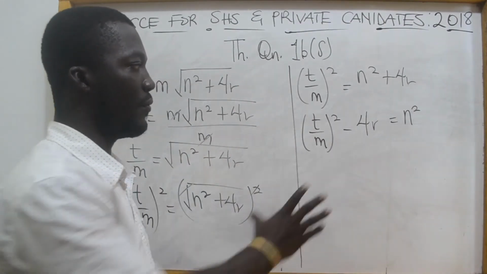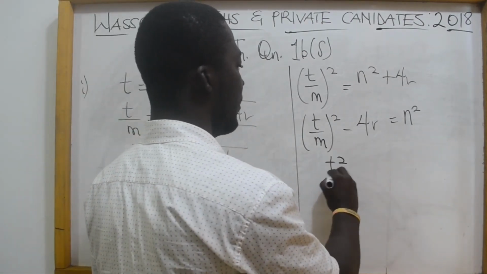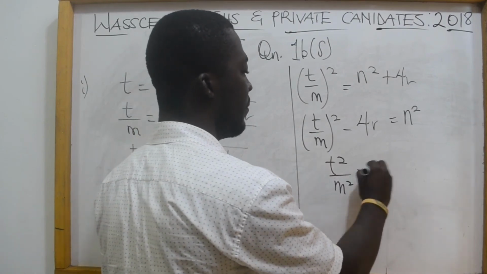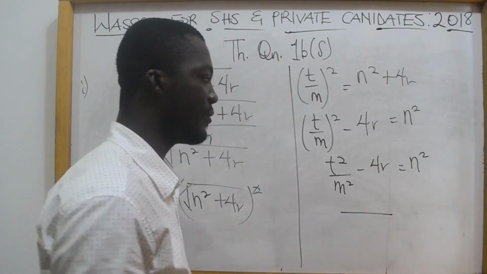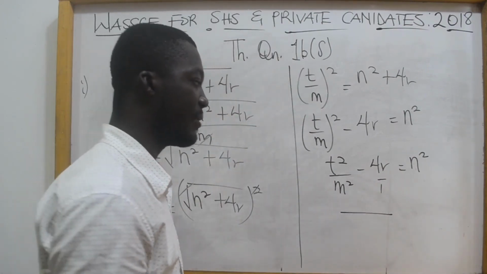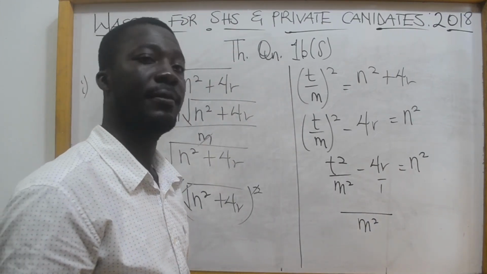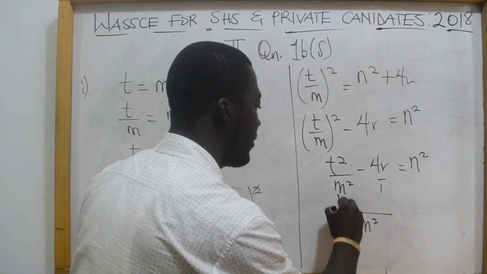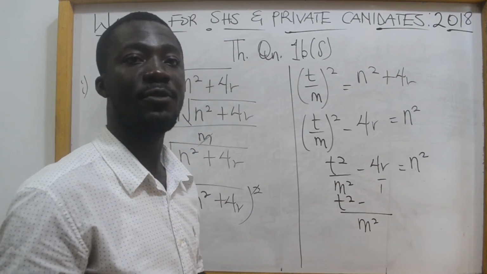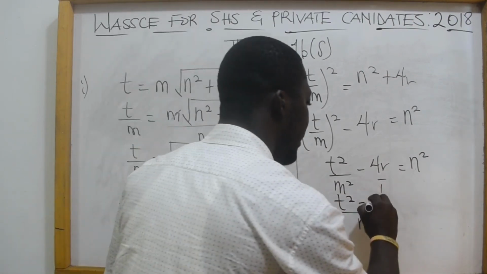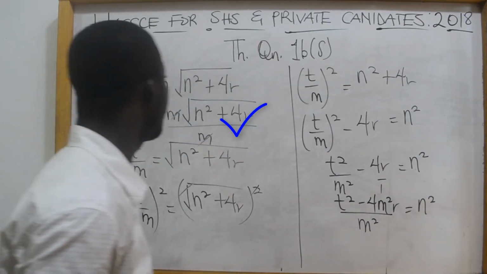Let's try to work on the left hand side. T squared is T squared, then m squared is the same, m squared, minus 4r is equal to n squared. We can find the least common denominator as m squared. m squared into m squared is 1. 1 times T squared is T squared. Minus 1 into m squared is m squared. m squared multiplied by 4r is negative 4m squared r, which is equal to n squared.